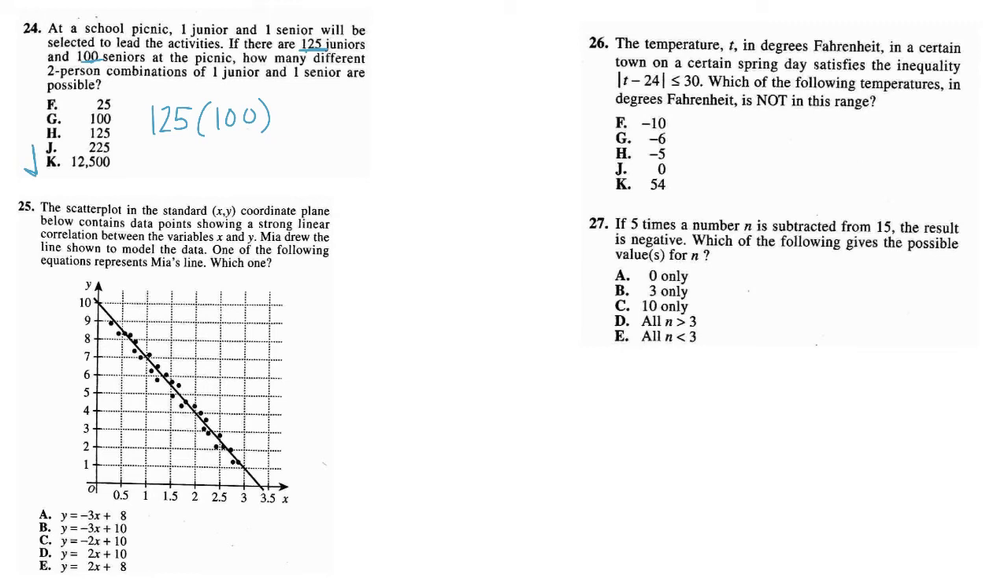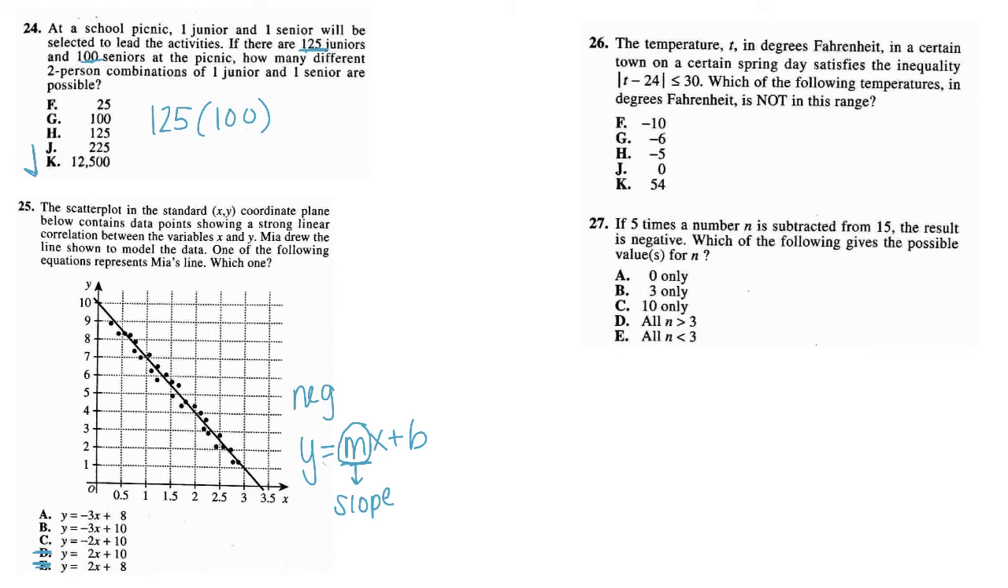And number 25, you have a scatter plot, and it wants to know what equation would best fit this particular line. So the first thing I would notice is that the line has a negative slope, and I'm going to be looking at y equals mx plus b, and m, that's your slope. So if I have a negative slope, that means this coefficient in front of x has to be negative. Well, that eliminates answer choices D and E.